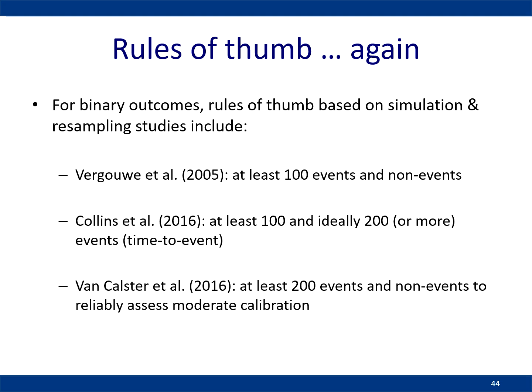Historically, we had a rule of thumb for external validation studies of a sample size of between 100 and 200 events and non-events. And this was based on a few studies, including a resampling study that Gary led, a study by Vergouwe, and a study by Van Calster that was focused on flexible calibration curves.